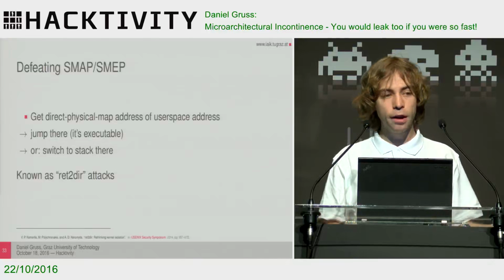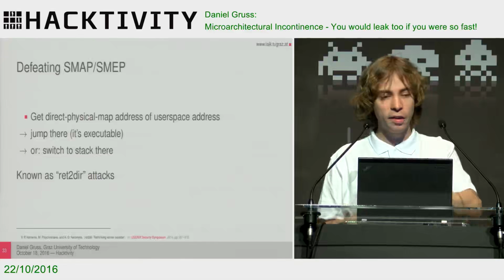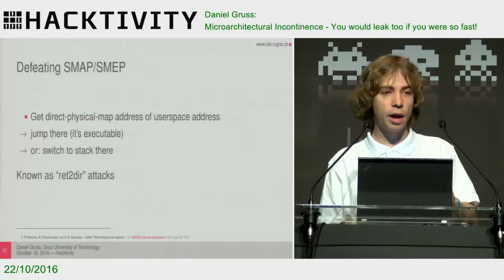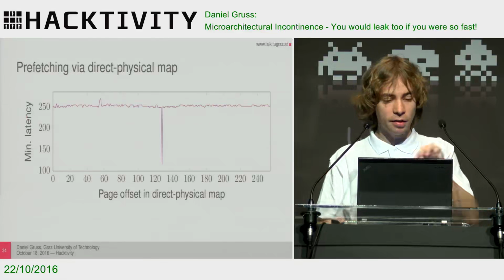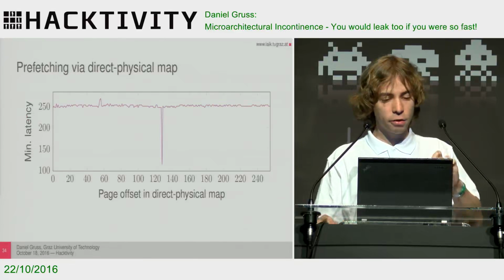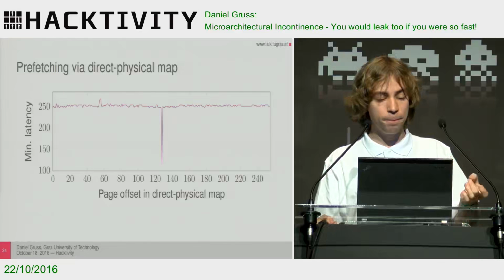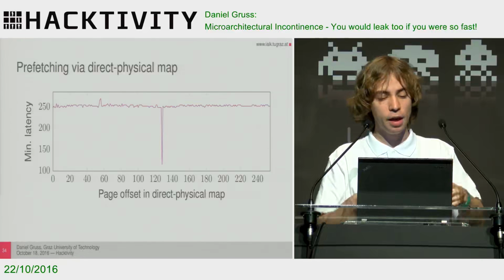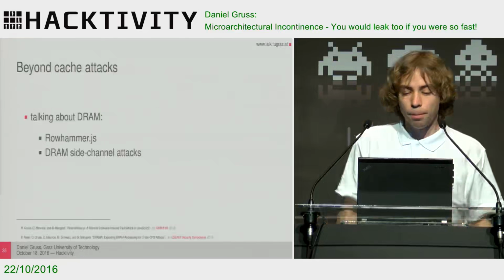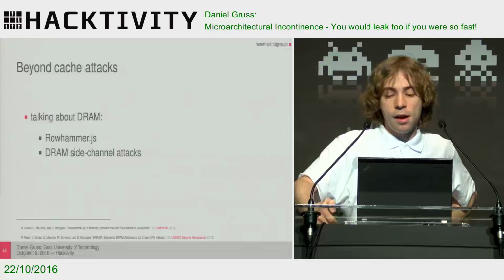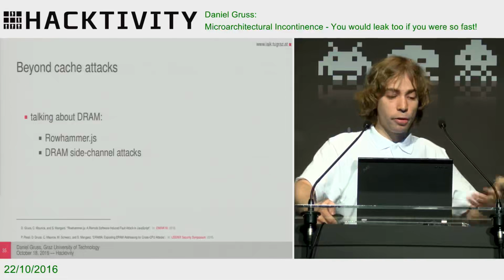And if we prefetch kernel addresses and now check the latency of accesses on our user space address, we will get a very clear image showing the correct translation from the physical address, from the identity mapping, to our virtual address in user space. Beyond cache attacks, we have other leakage in systems that I also want to talk about.